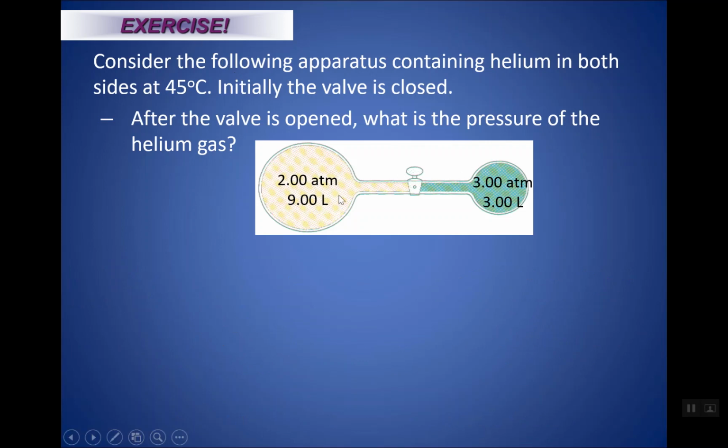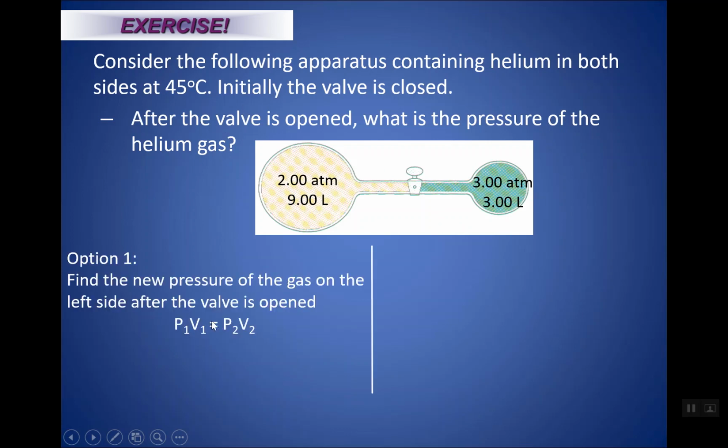If I just consider the left side separately, it's starting at 2 atm and 9 liters. Once I open this valve, it's going to expand and the volume is going to change to 9 plus 3, which is 12 liters. Now the moles are not going to change, right? They're just spreading out. So moles are constant. Temperature is not going to change. Temperature is constant. I can apply Boyle's law, that P1V1 equals P2V2, because the temperature and the moles are constant. They would drop out of the equation.